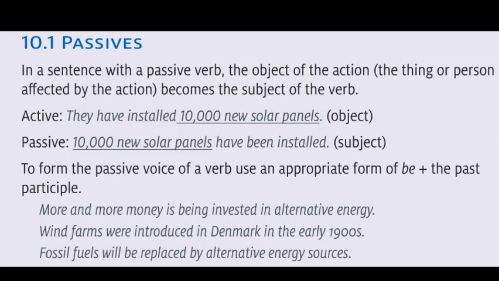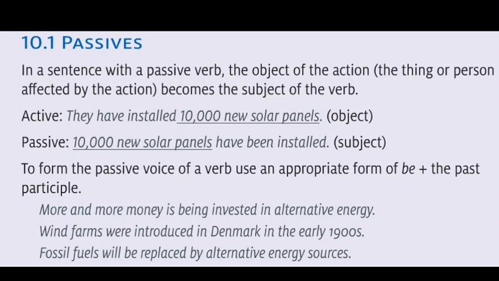Okay, this part is the grammar, and today we're going to study or remember the passive, how to create sentences in passive voice. So, in a sentence with a passive verb, the object of the action becomes the subject of the verb. Let's see the first sentence. The first sentence here is in active voice, and the sentence says, they have installed 10,000 new solar panels.